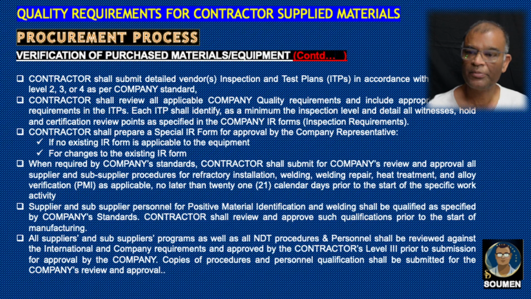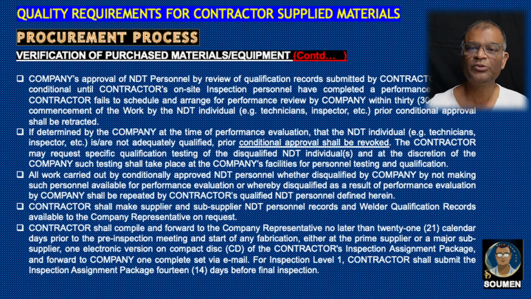Supplier or sub-supplier personnel for PMI and welding shall be qualified as specified by company standard. All supplier and sub-supplier programs as well as NDT procedures and personnel shall be reviewed, and they should be competent against the international and company requirements and approved by contractor level 3 prior to submission for approval by the company. Company will approve the NDT personnel conditionally and monitor the performance.